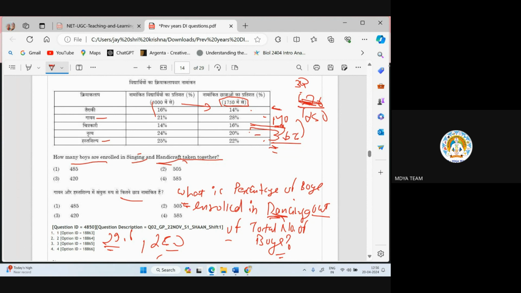First, you will calculate the number of girls in dancing, then just subtract it to get the number of boys in dancing. Then divide by the total number of boys and multiply by 100. The purpose is that you should do it with the easiest method. You should always try to solve a question with the simplest method, but you should know the most complex method also, meaning you should have a complete understanding of that table.